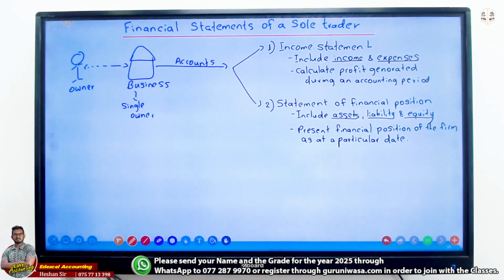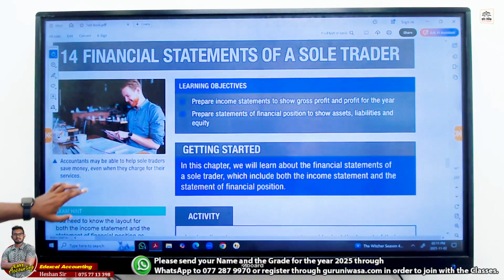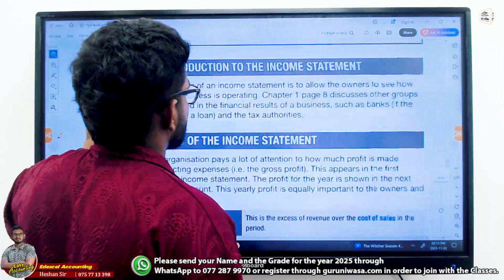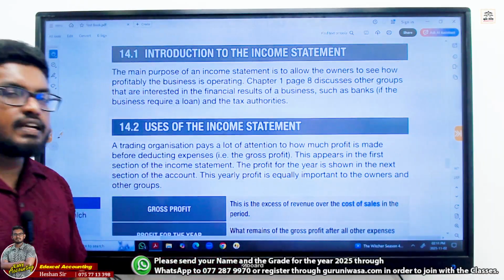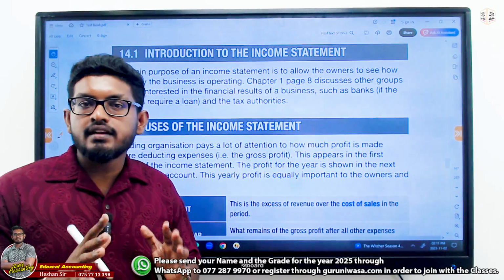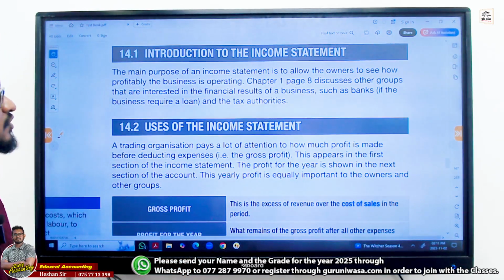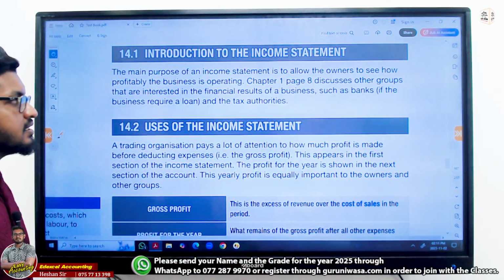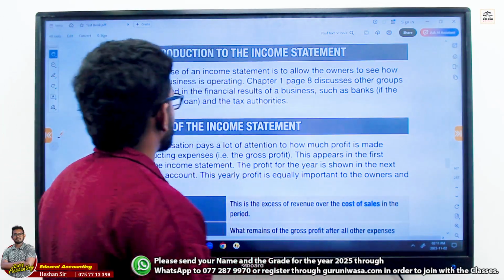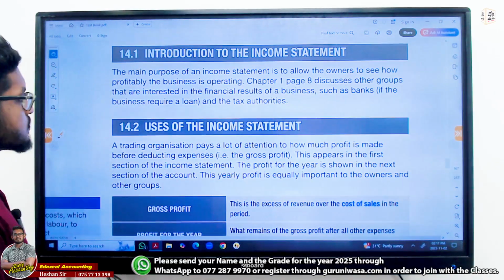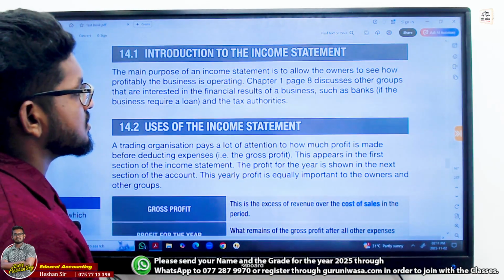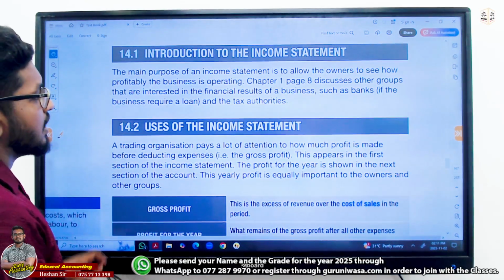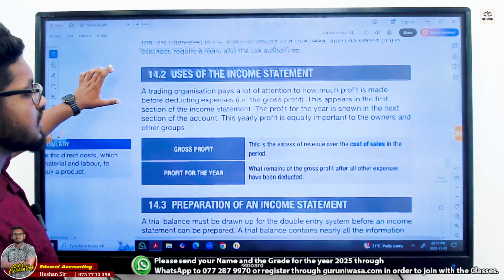All good? Right? Okay. So, introduction to the income statement. Let's see the income statement. In the income statement, what are the things we include? Income and expenses. The main purpose of an income statement is to allow the owners to see how profitable the business is. Chapters 1 to 8 discuss groups that are interested in the financial results of a business, such as a bank if the business requires a loan, and the tax authority. These are the users of the income statement.